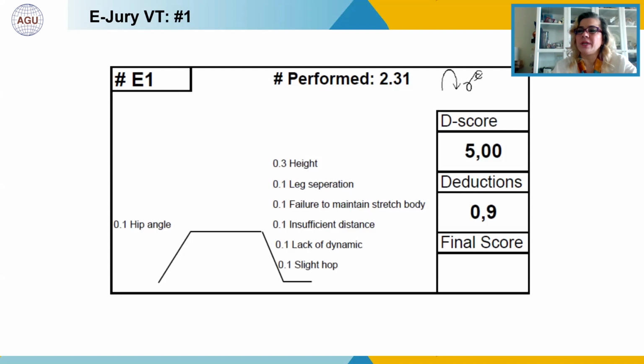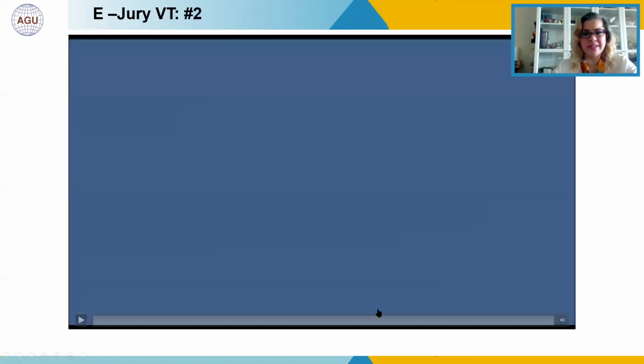So we got here 0.1 for hip angle in the first flight phase. Second flight phase, we had 0.3 for height, 0.1 leg separation, 0.1 failure to maintain stretched body, 0.1 for insufficient distance, 0.1 for the dynamic, and 0.1 for the slight hop as landing deduction. So the total deduction is 0.9. Okay, let's move to another example.